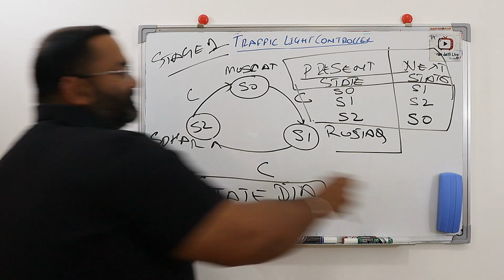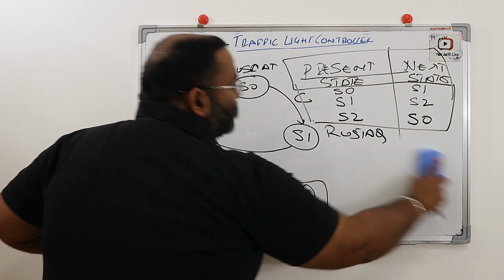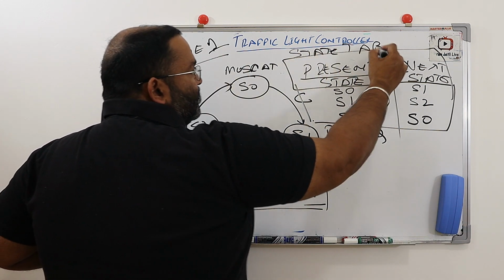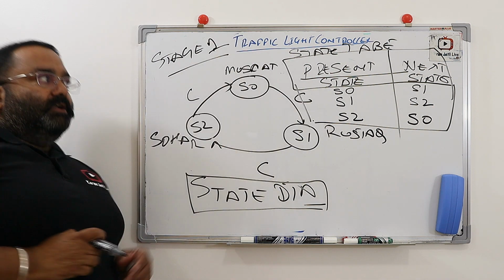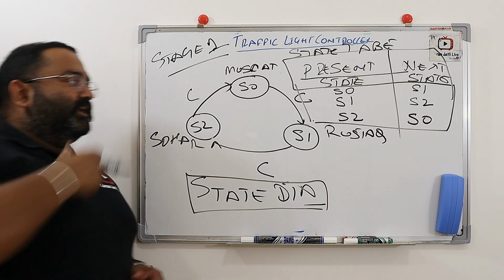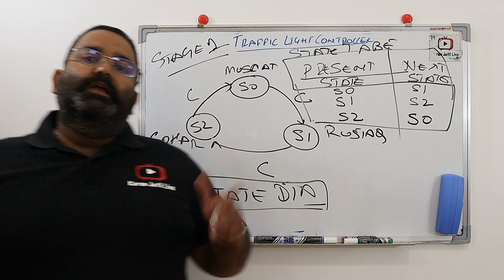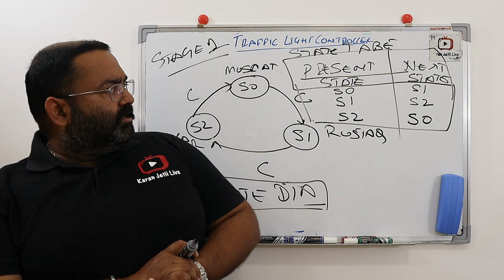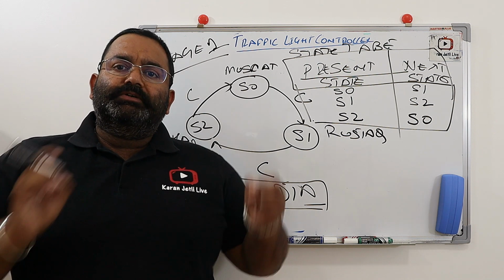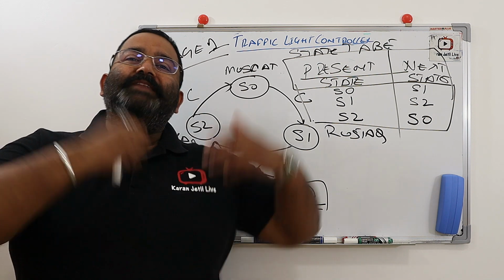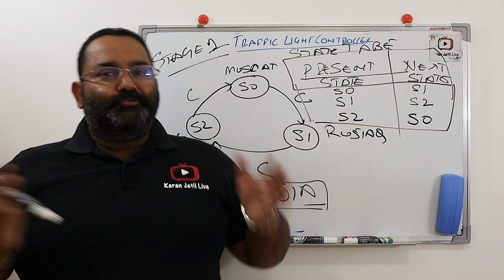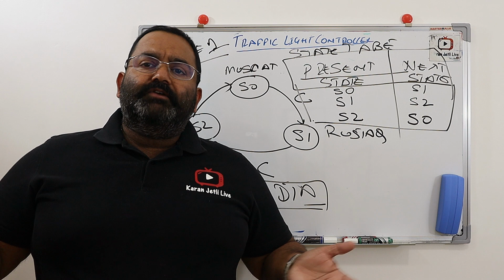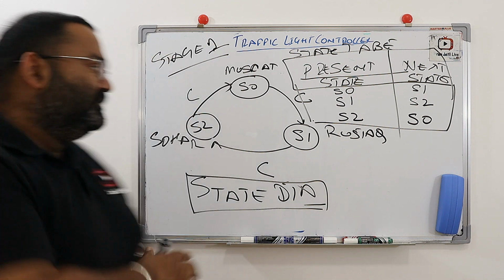So from the state diagram, you make the state table. Now the next stage: we will convert the state table into a truth table. Then from that truth table we are going to draw the circuit. This is my state table, and you will see how I convert it to a truth table.